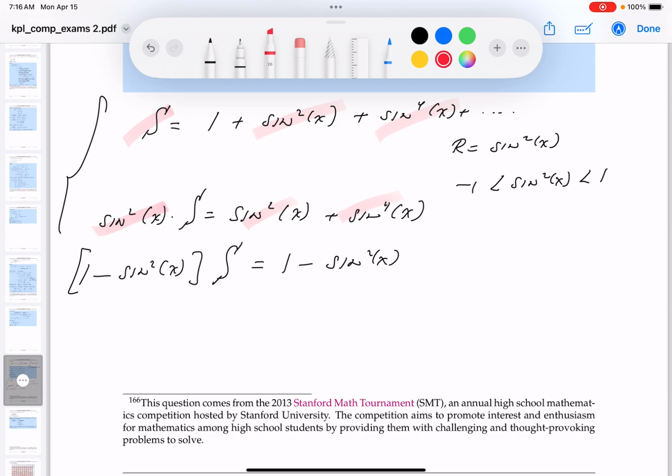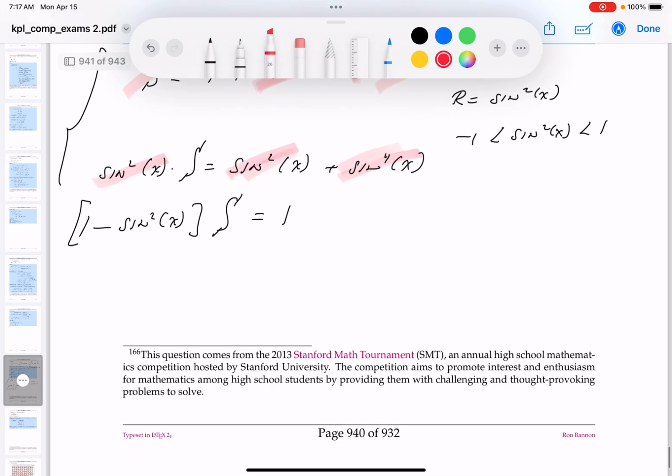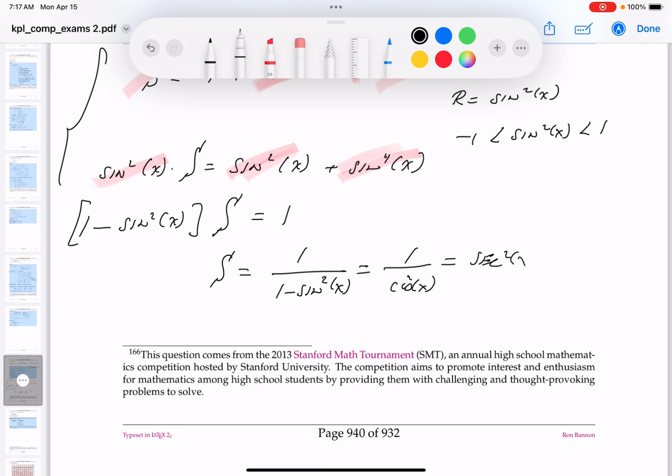Whoops, I think I made a mistake there. Just noticed it. Okay, so again, it's 1 minus sine squared x, and all these other terms are just disappearing. All right, so what do you get over here? You get s equals 1 over 1 minus sine squared x, which is 1 over cosine squared x, which is secant squared x.